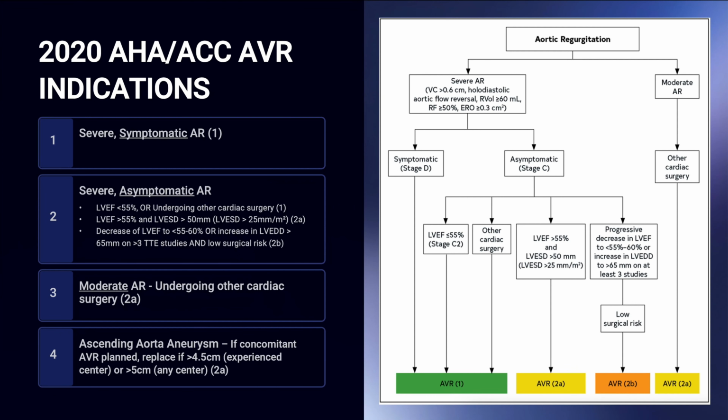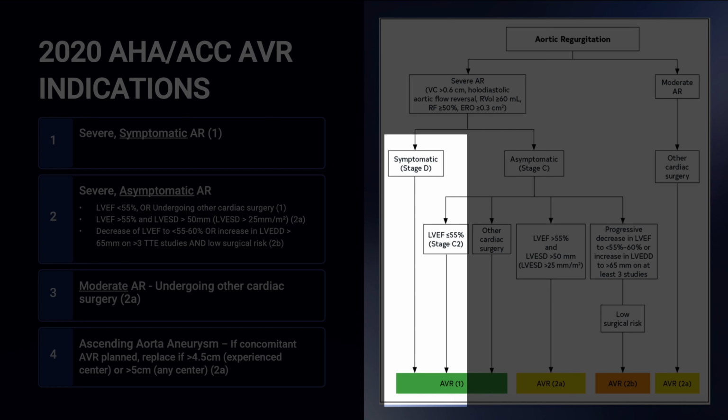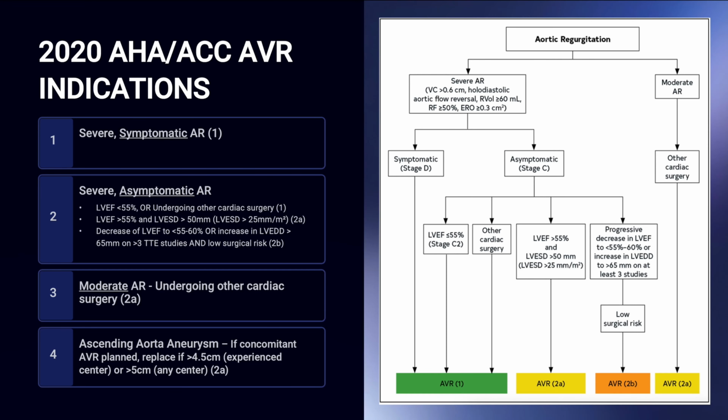Let's look at some of the 2020 AHA-ACC aortic valve replacement indications. If a patient has severe symptomatic aortic regurgitation, that is a class 1 indication for replacement. Patients with severe AR with symptoms have a high risk of death if AVR is not performed.